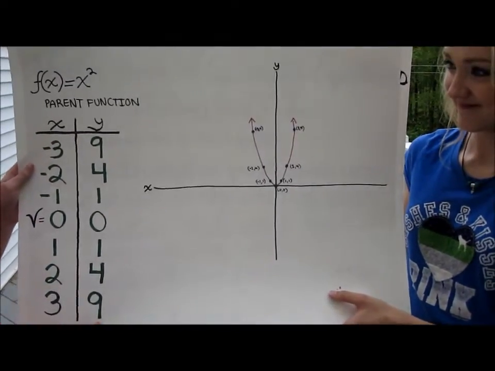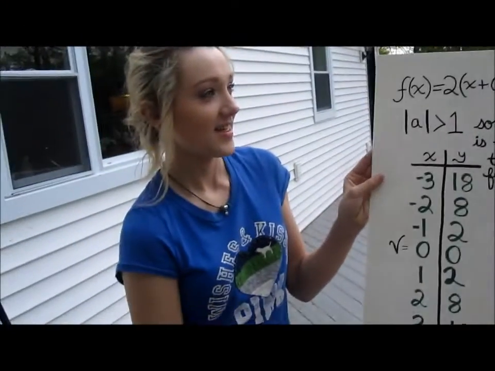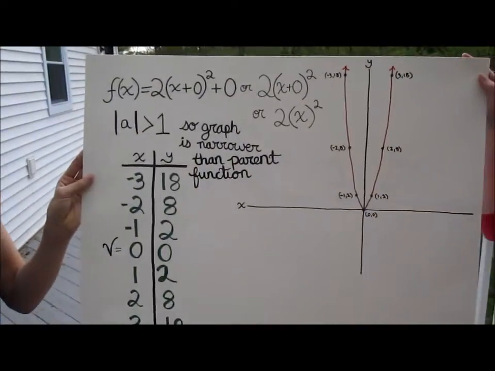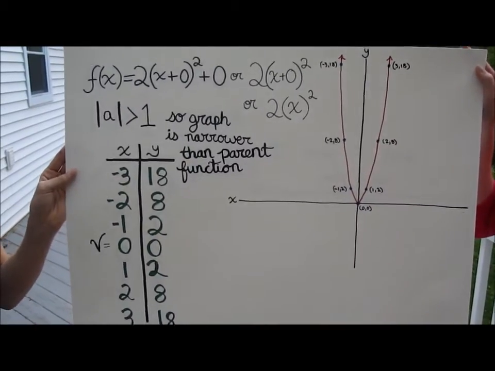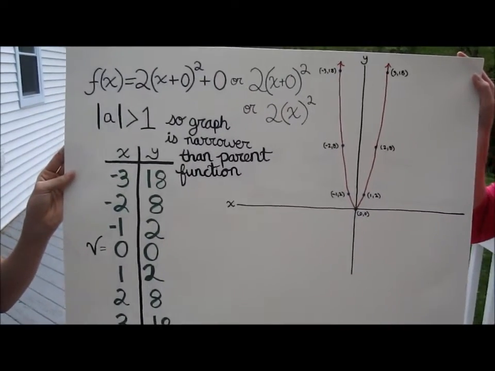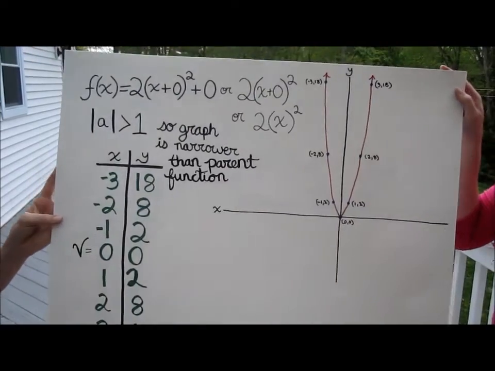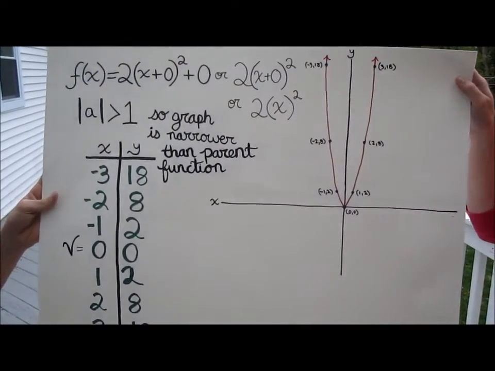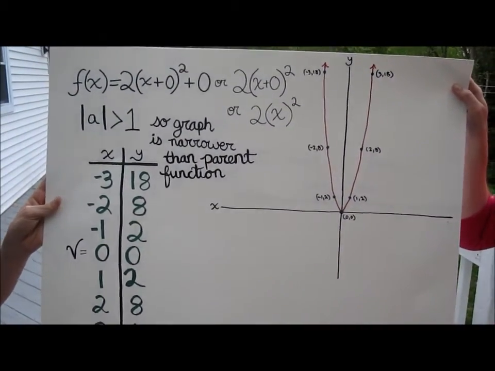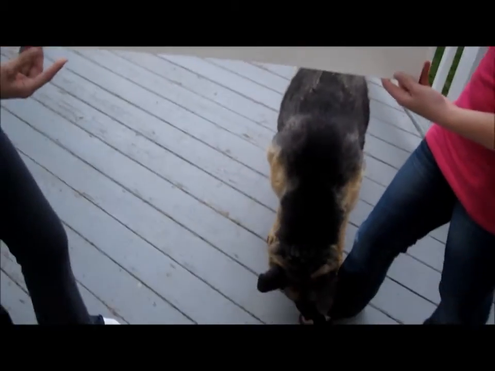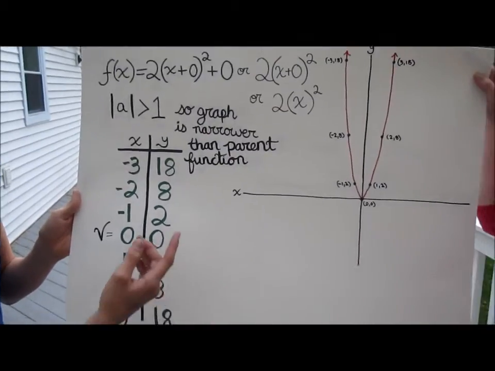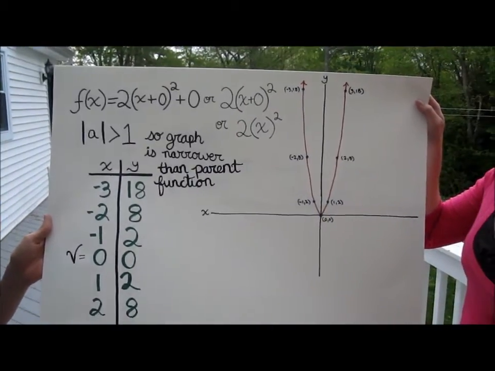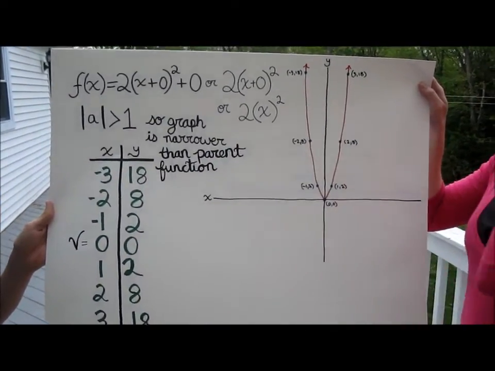Okay, this equation is a variation of the parent function where f(x) = 2(x + 0)^2. When the absolute value of a is greater than 1, the graph becomes narrower than the parent function. Seeing as 2 is greater than 1, the graph will be narrower, as seen here.